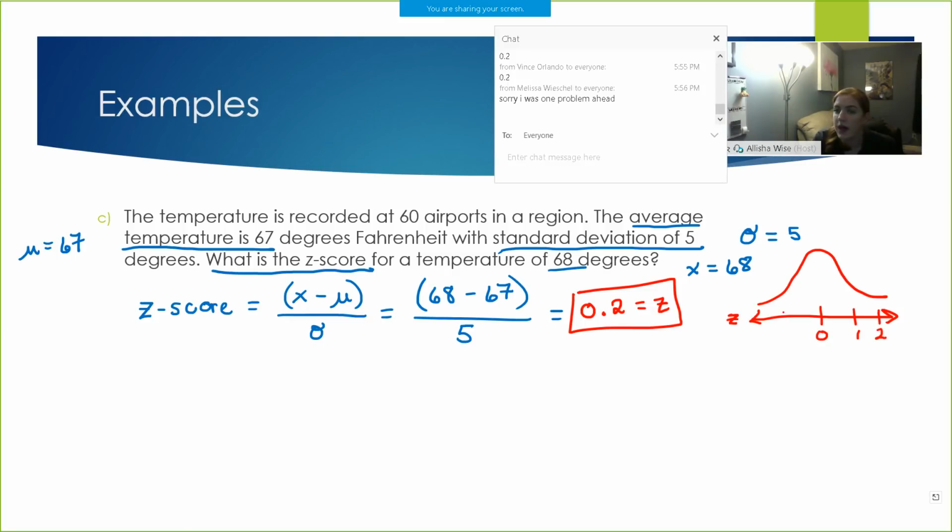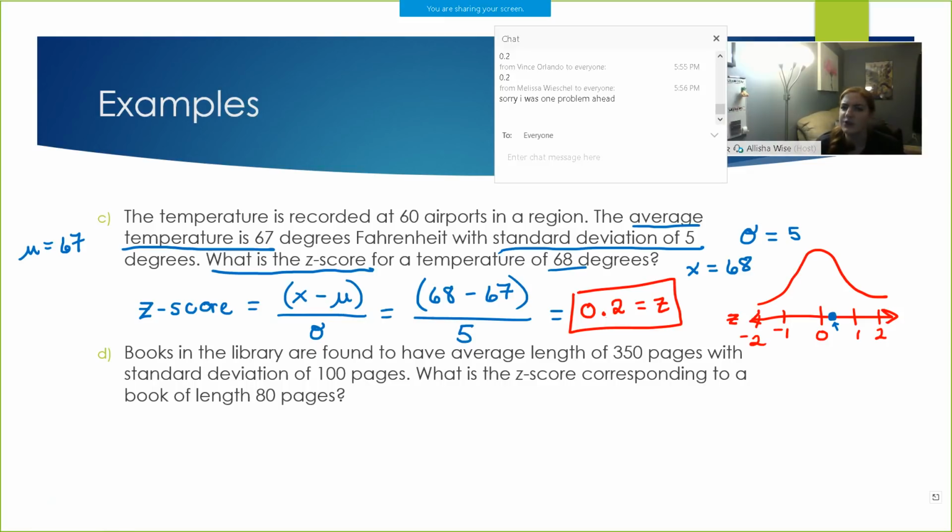So let's go ahead and draw it real quick. We would be at 0.2, so a little bit more than 0. So approximately right here, that would be 0.2. So that would be our z-score. So a little bit above the mean. Okay, go ahead and try this next one on your own. Go ahead and see if you can find the z-score. So remember, it says, what is the z-score? So we're just going to write that formula because why not?